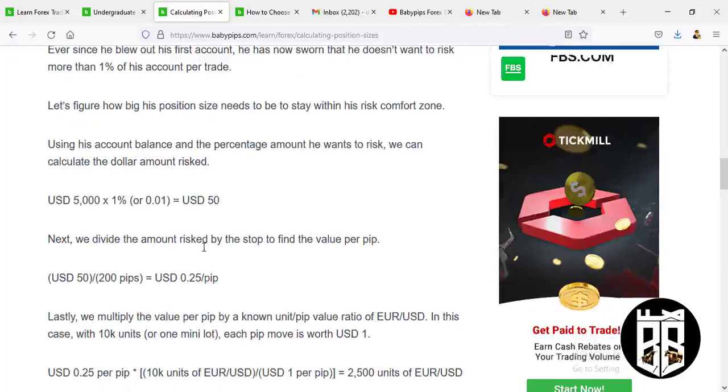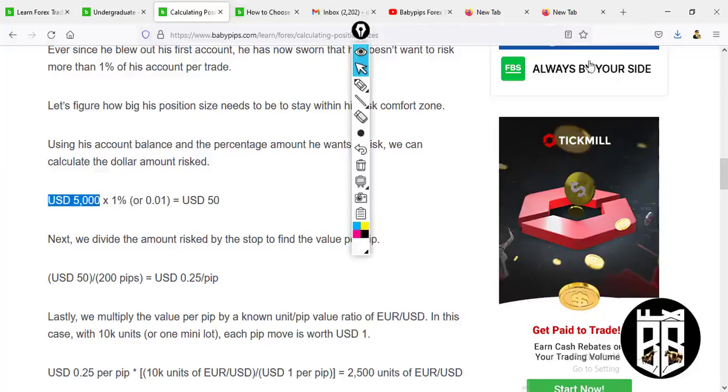You too have to do this. You have to determine your risk: 1% of your account, 2, 3, 4, 5, 6, 7, 8, 9, 10, whatever you are comfortable with. So this is Ned. He has $5,000 in his account and he wants to risk just 1%.